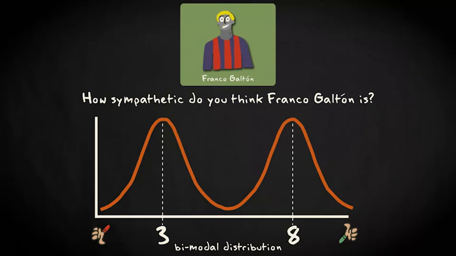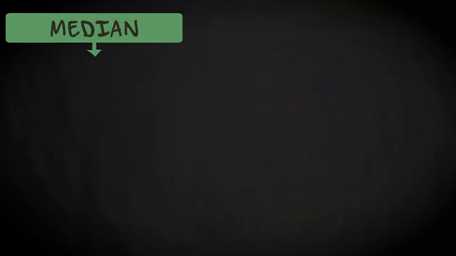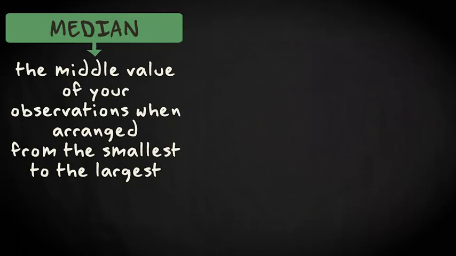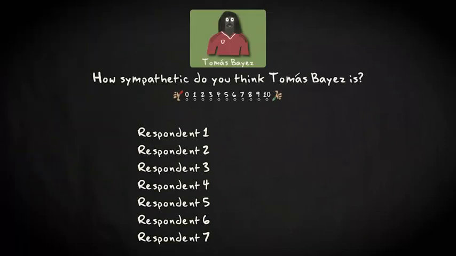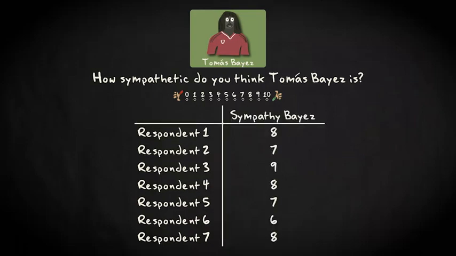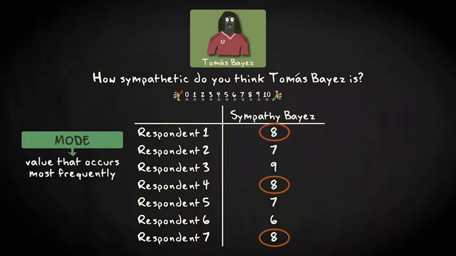The second measure of central tendency is the median. The median is nothing more than the middle value of your observations when they are ordered from the smallest to the largest. Imagine you have also asked 7 of your respondents what they think of another famous football player named Tomás Bayés. Let's assume that this is the data matrix of your study. The mode here is 8, the value that occurs most often.